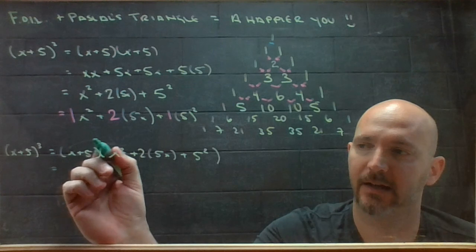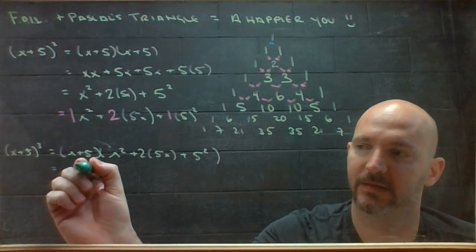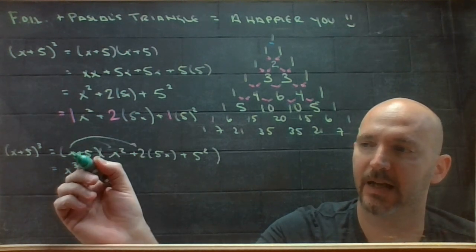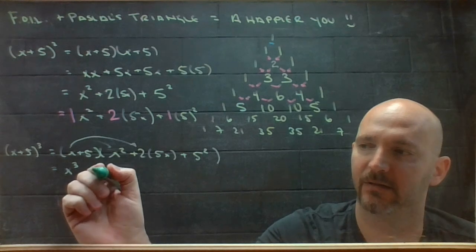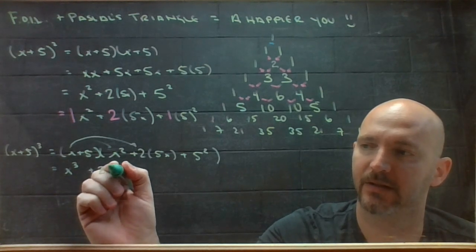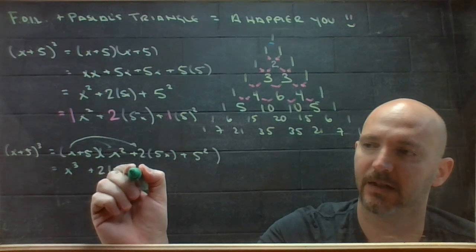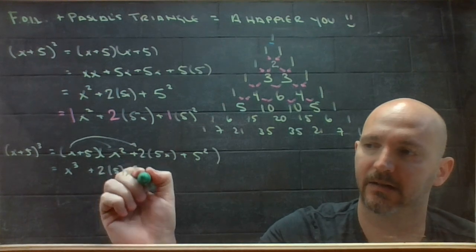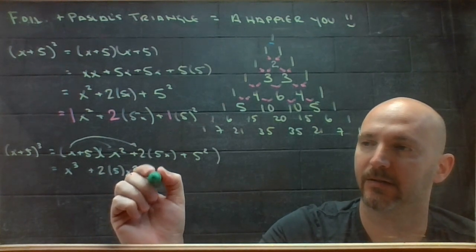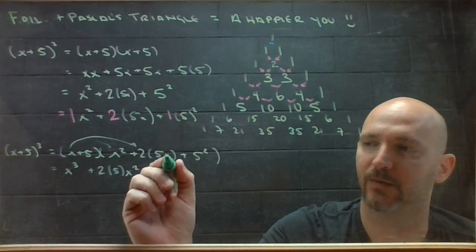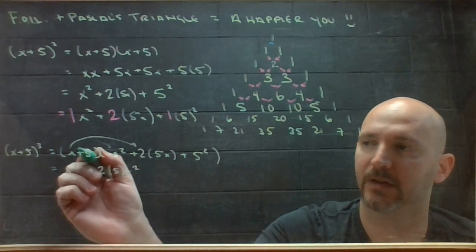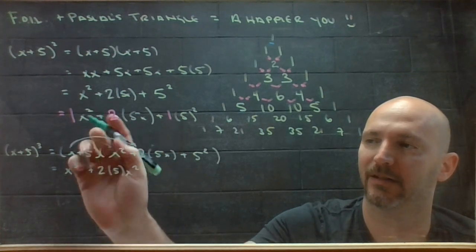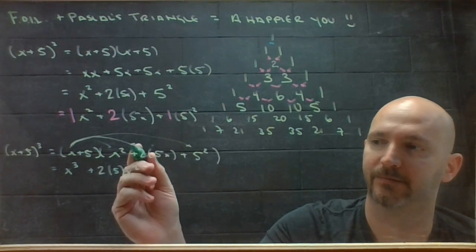I'm going to have to put an x with an x squared. That makes an x cubed. Then I'm going to have to put an x with a 2 5x. So I'm going to keep the 2 up front, then I'm going to keep the 5, then I'm going to keep the x that I already had, and the extra x makes an x squared. So the 2 is accounted for, the 5 is accounted for, this x is here, that x is there. Next term, I have to put an x with a 5 squared.